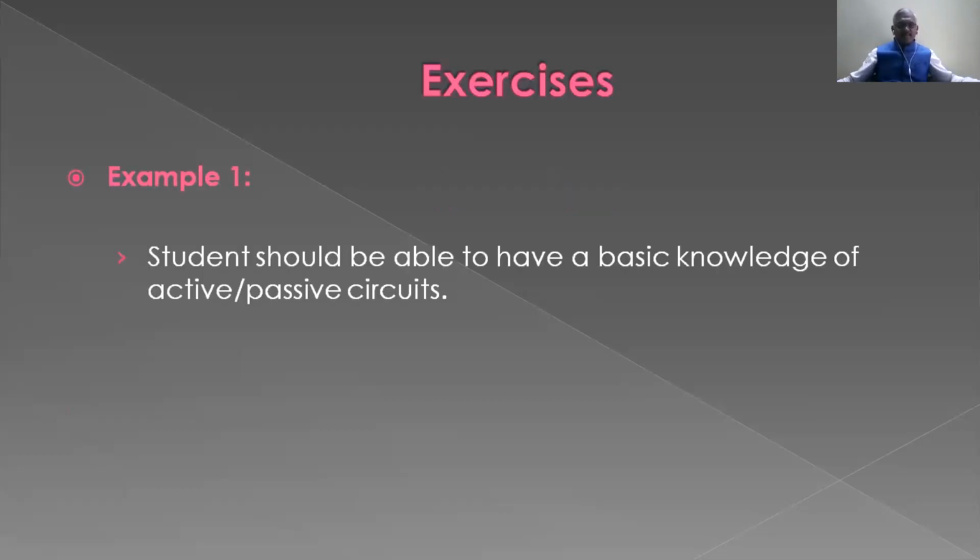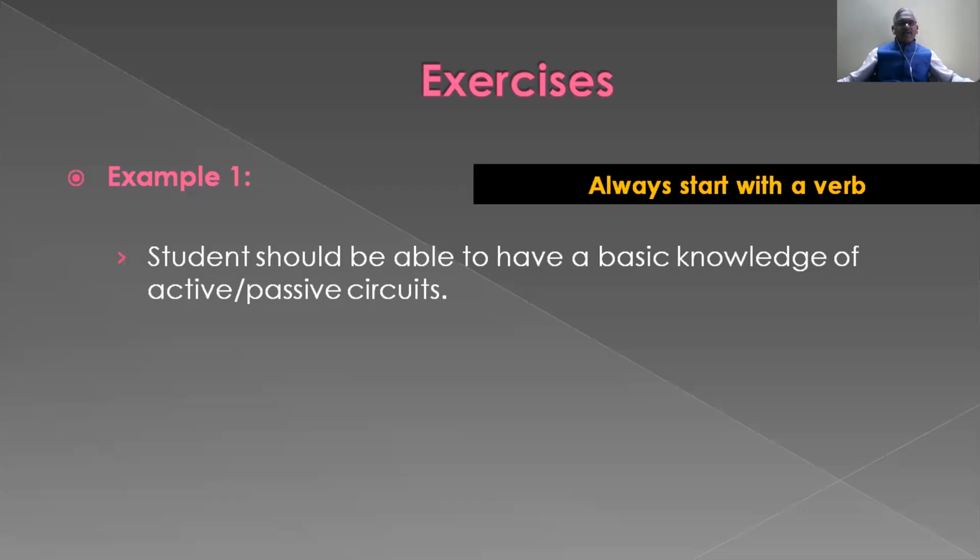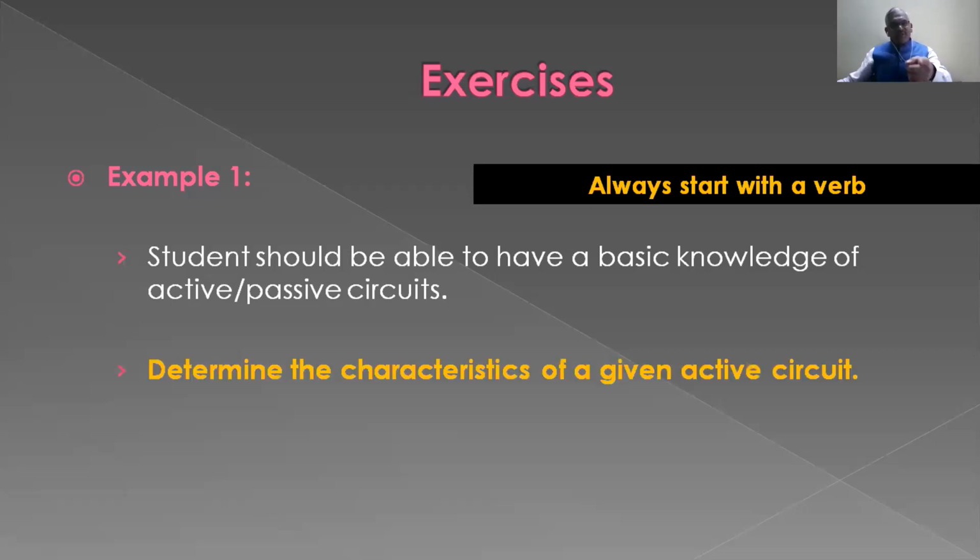Example one. This is a course outcome written by somebody: student should be able to have a basic knowledge of active and passive circuits. What is the problem with this? The problem is, as I told you already, always start with a verb. So better you rewrite your course outcome as: determine the characteristics of a given active circuit. That is enough. Start with a verb. Student will be able to is a prefix to all the course outcomes. Student will be able to determine the characteristics of a given active circuit. Always start with a verb.